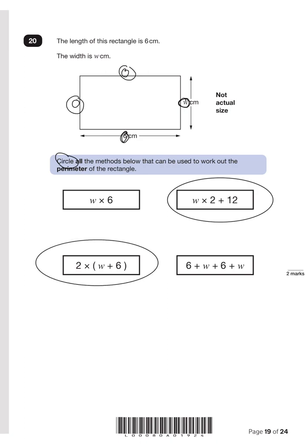That is the perimeter. 6 plus W, 6 plus W, plus 6, which is this one, plus W, which is also this one. That is all 4 sides. That looks correct to me. That is also one way of working out the perimeter. So we have 3 ways there.